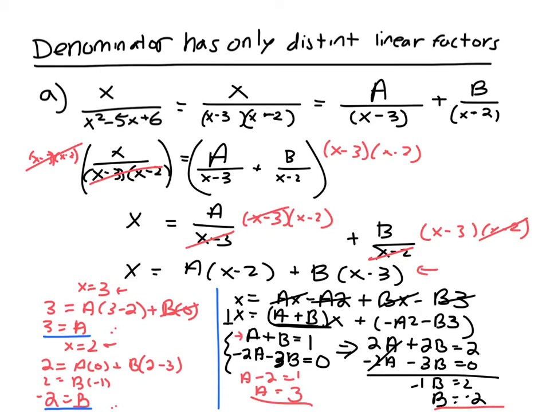Okay, so at the end of the day, what is my final answer? My whole goal is to decompose this into its partial fractions. So I need to write my answer as, A is 3, so 3 divided by x minus 3, plus, and then B is negative 2 actually, so instead of writing plus I should write minus 2 over x minus 2. Okay, and those are my partial fractions. So let's go ahead and do one more example.